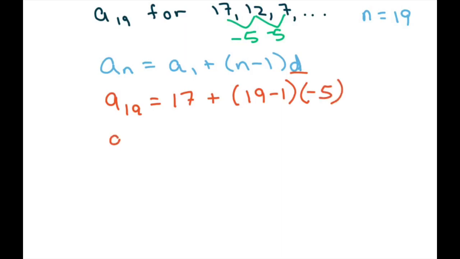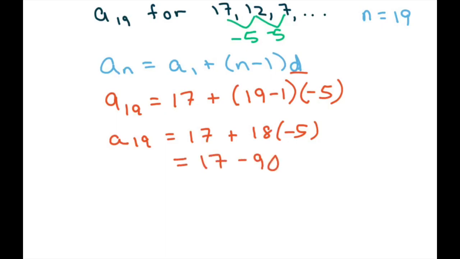So we get a sub 19 equals 17 plus 18 times negative 5. Now 18 times negative 5 equals negative 90. And then negative 90 plus 17 equals negative 73. So your 19th term is negative 73.